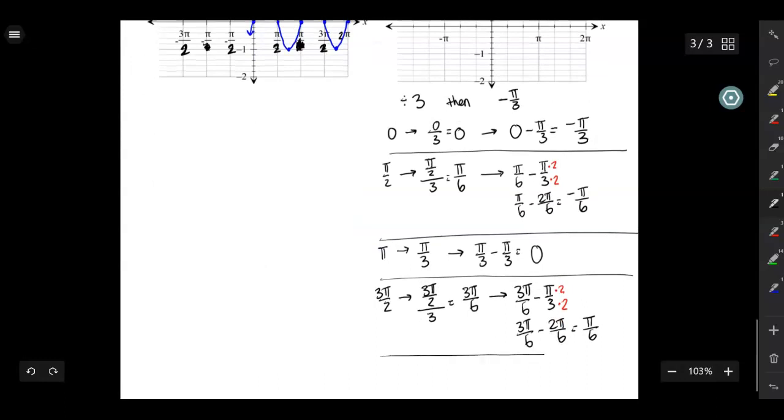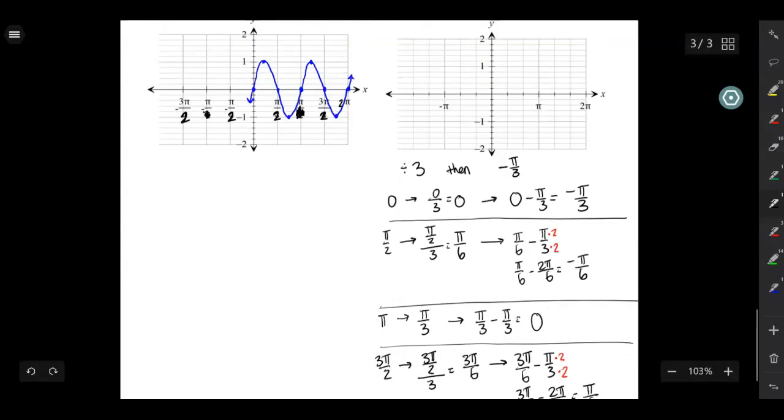And then my last one is that I need to convert 2 pi. So I have 2 pi. Start by dividing it by 3. I get 2 pi thirds. Then I'm going to take 2 pi thirds and subtract pi thirds. They already have a common denominator, which is nice. So I just subtract the numerators, and I get pi thirds.